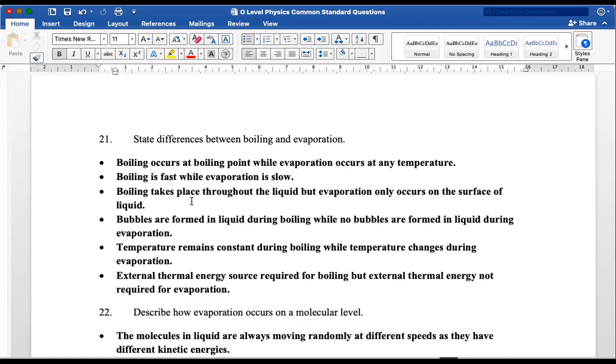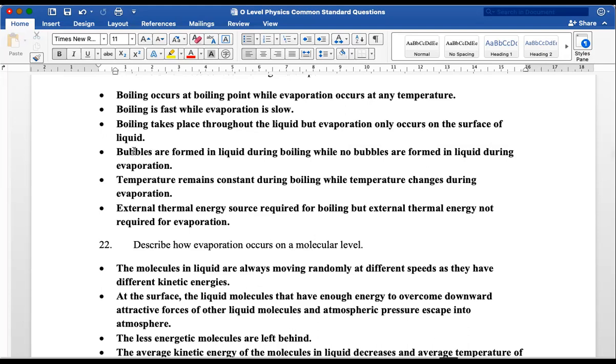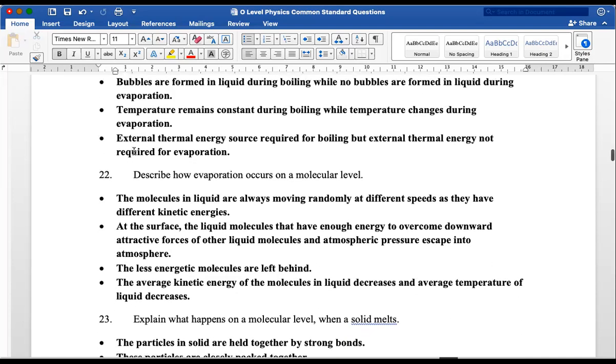State differences between boiling and evaporation. Boiling occurs at the boiling point, while evaporation occurs at any temperature. Boiling is fast, while evaporation is slow. Boiling takes place throughout the liquid, but evaporation only occurs on the surface of the liquid. Bubbles are formed in the liquid during boiling, while no bubbles are formed during evaporation. Temperature remains constant during boiling, while temperature changes during evaporation. An external thermal energy source is required for boiling, but not for evaporation.